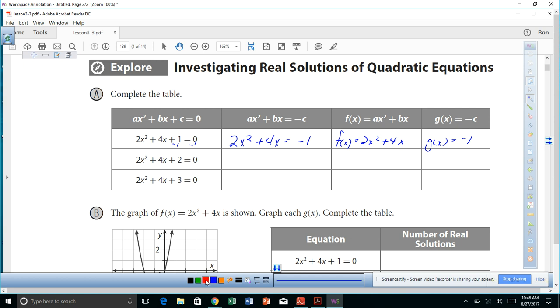And the second one, we're going to subtract 2 from both sides. So we've got 2x squared plus 4x equals negative 2. F of x equals 2x squared plus 4x, and g of x equals negative 2. Here we're going to subtract 3 from both sides. So we got 2x squared plus 4x equals negative 3. So f of x equals 2x squared plus 4x, and g of x equals negative 3.